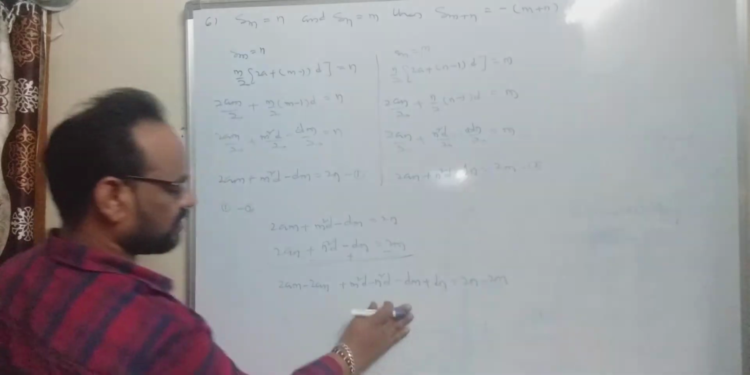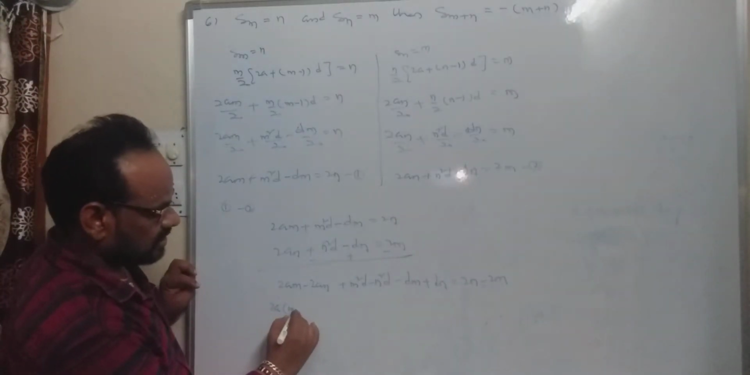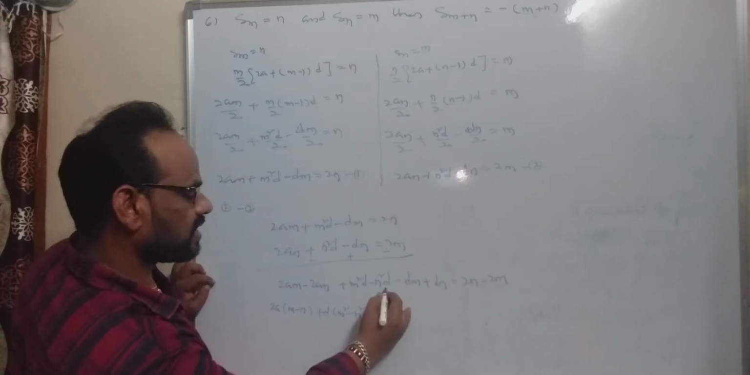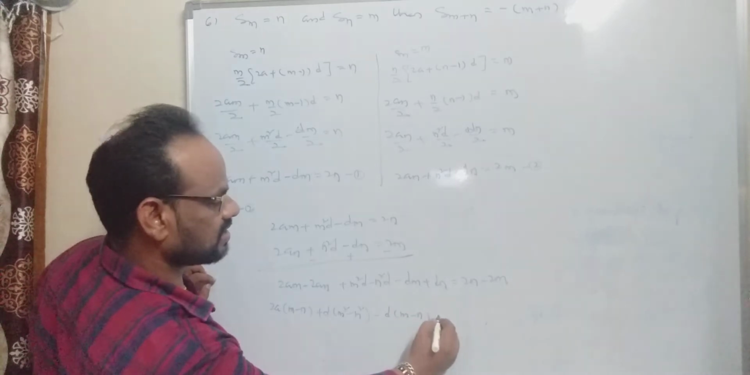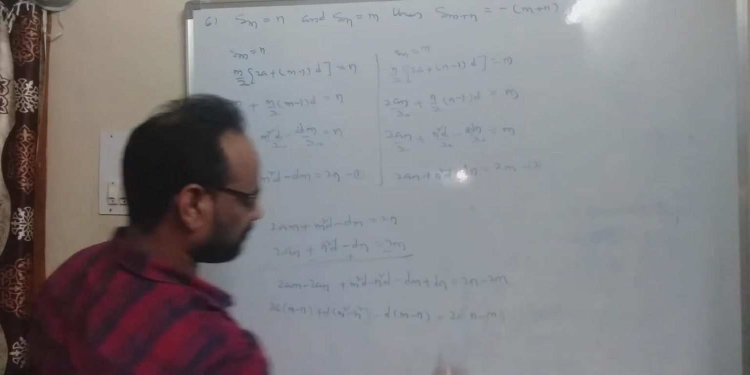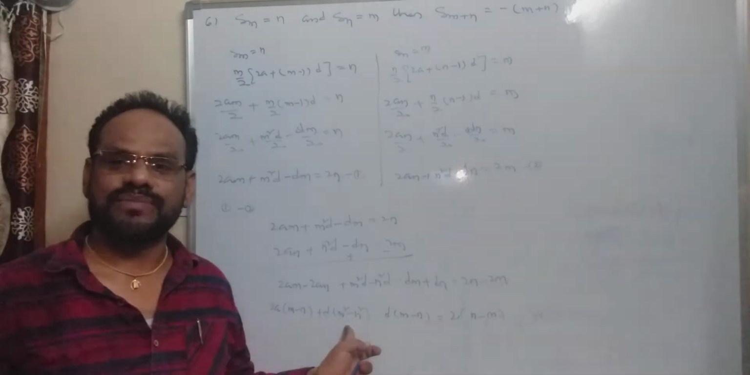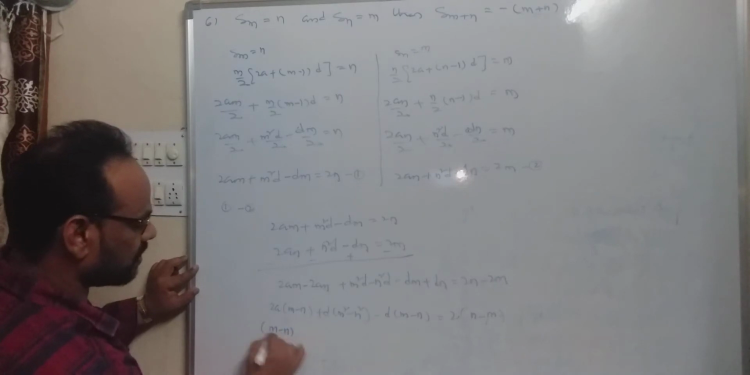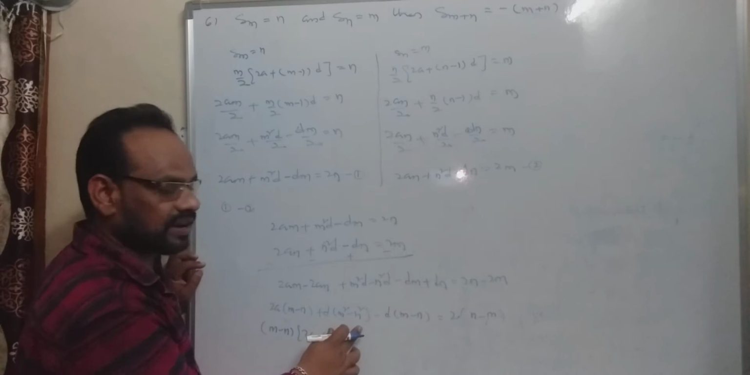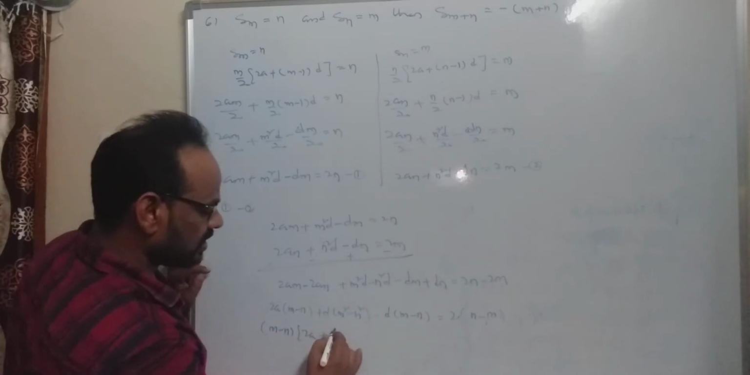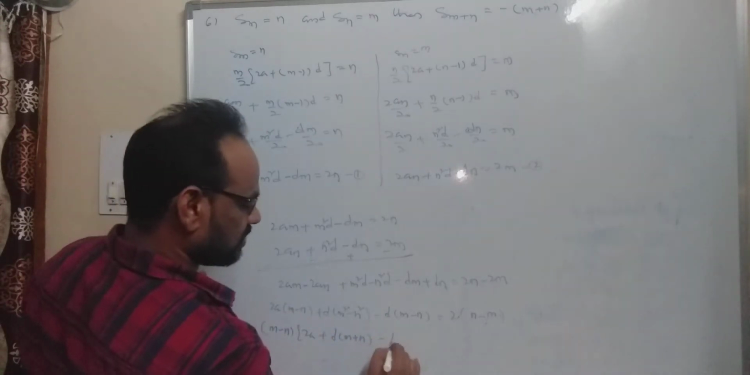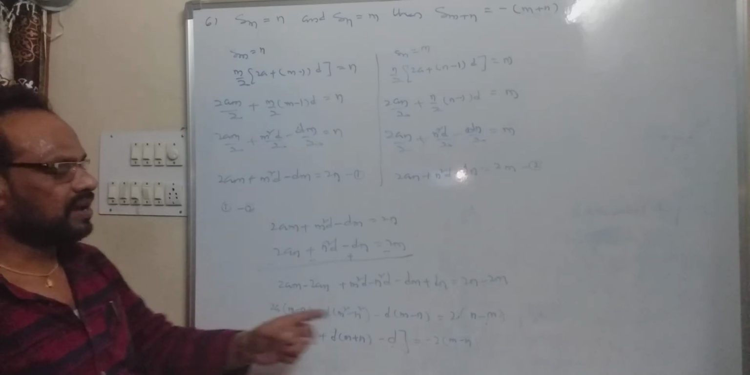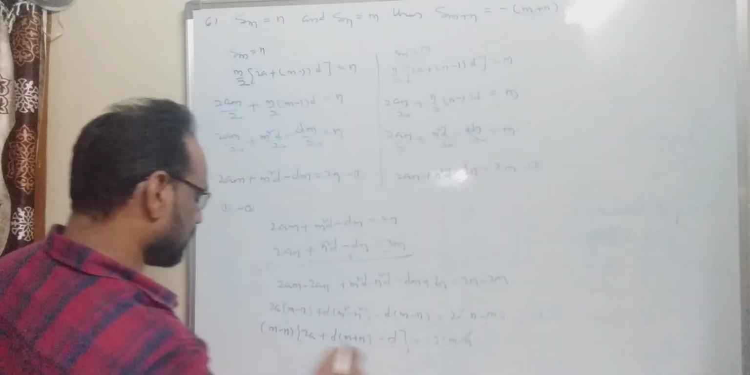If you take 2a as common, this is (m minus n), plus if you take d as common, m square minus n square. If you take minus d as common, (m minus n) is equal to, take 2 as common, this is (n minus m). M square minus n square is nothing but a square minus b square is equal to (a plus b) into (a minus b). Here also m minus n. Take m minus n as common. Here 2a plus m square minus n square is nothing but (m plus n) into (m minus n). If you take m minus n common, it is d into (m plus n) minus d is equal to 2 times of, minus 2 times of, it is m minus n. If you take minus as common, n minus m will be changed as m minus n. So m minus n gets cancelled.